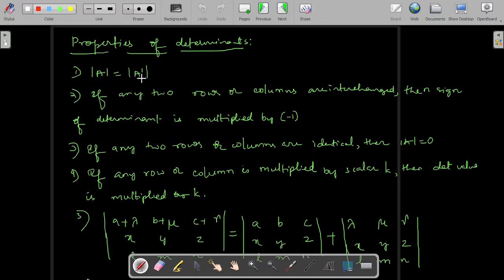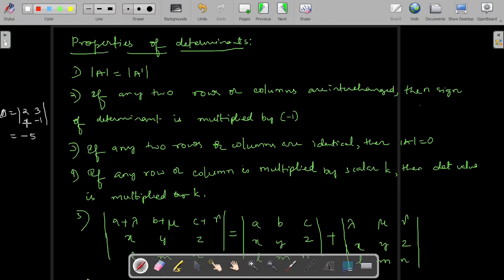A and its transpose have the same value for its determinant. Second property: if any two rows or any two columns are interchanged, then the sign of the determinant changes by minus 1. Example: if you have delta is equal to the determinant 2, 3, 1, 1, what is the value of this determinant? Minus 2, minus 3, minus 5.